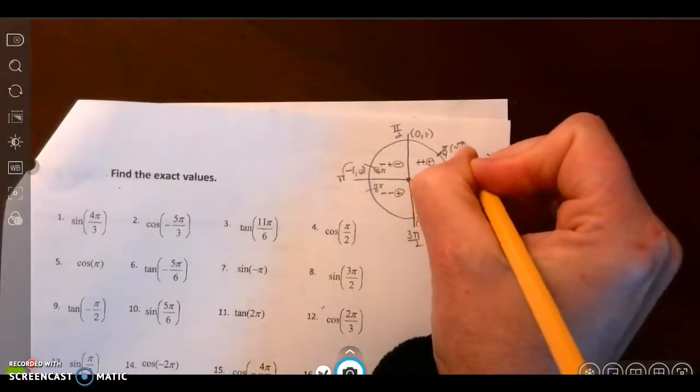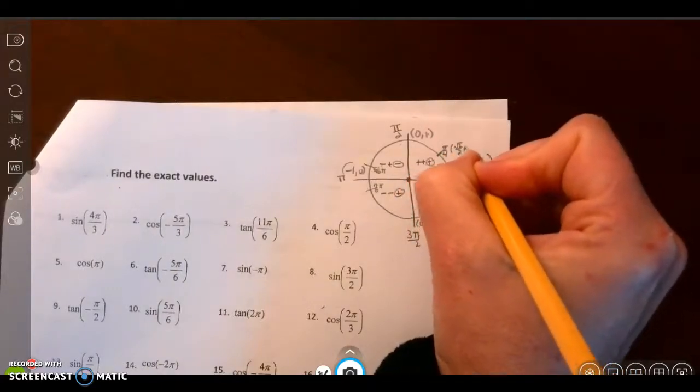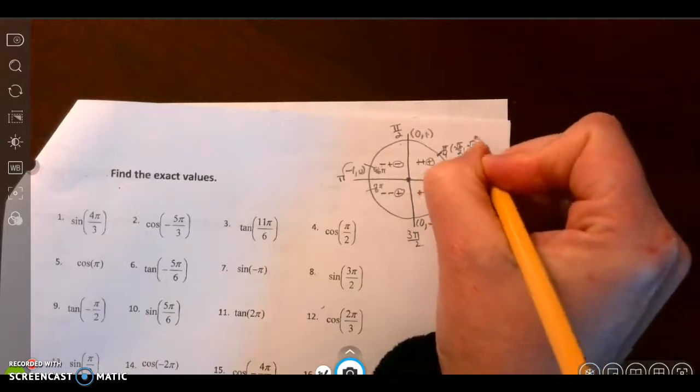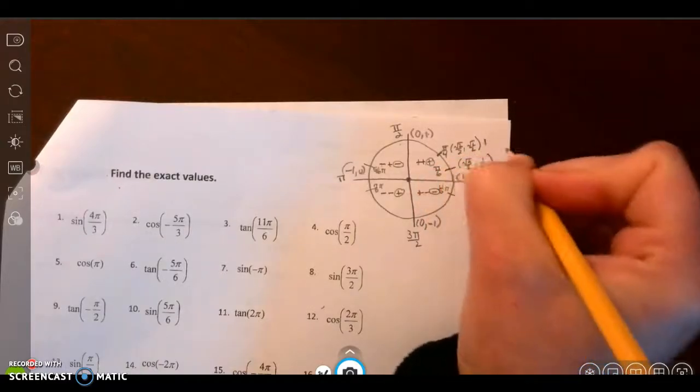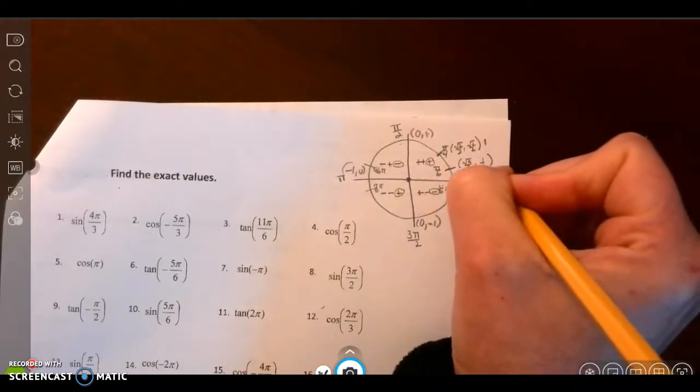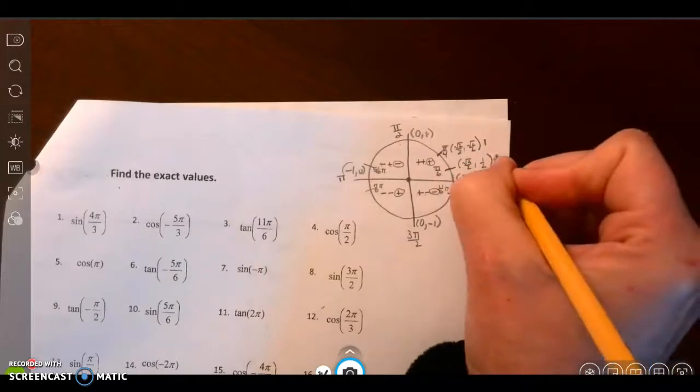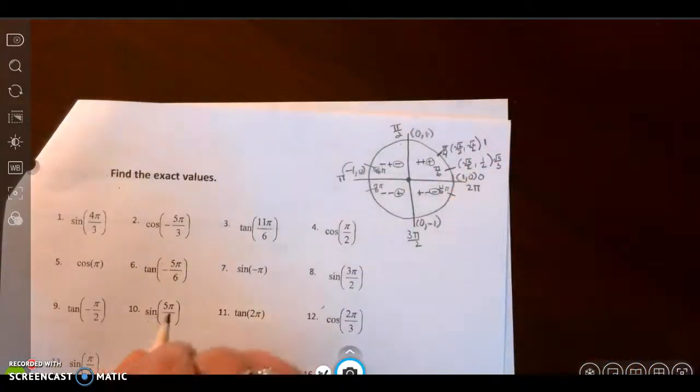And I like this one. This was the easier one for me. Square root of 2 over 2, square root of 2 over 2. I can even put my tangent out here, which is 1. I could even put my tangent out here, which is square root of 3 over 3.